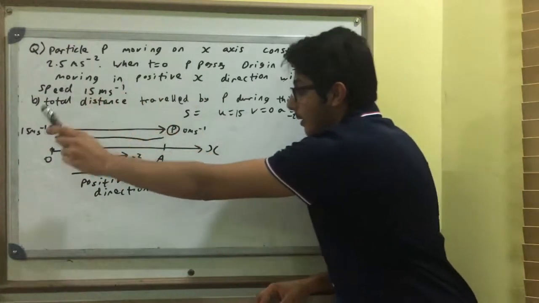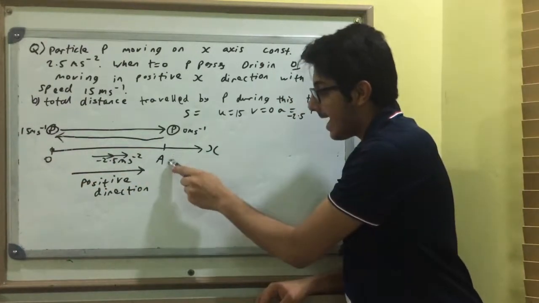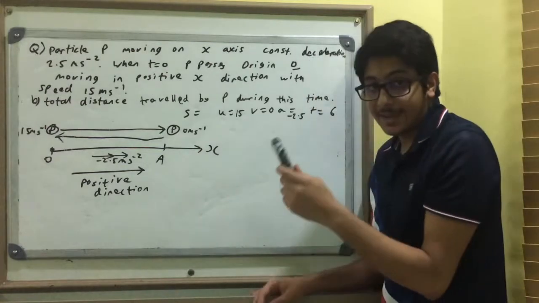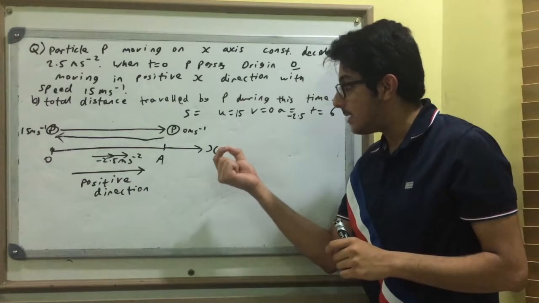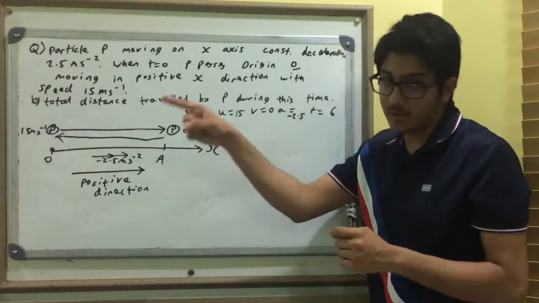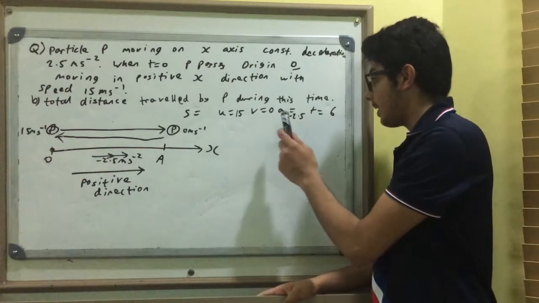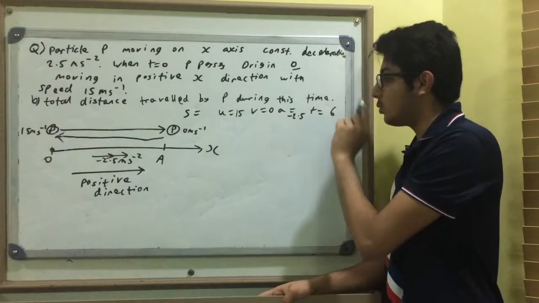First it starts at 15 meters per second, that's the initial velocity. At A, it's 0 meters per second. That is the point when it starts going in reverse, the instant when the particle stops moving. And then it goes back because velocity becomes negative. Acceleration is still constant, minus 2.5. And time is 6. Why?